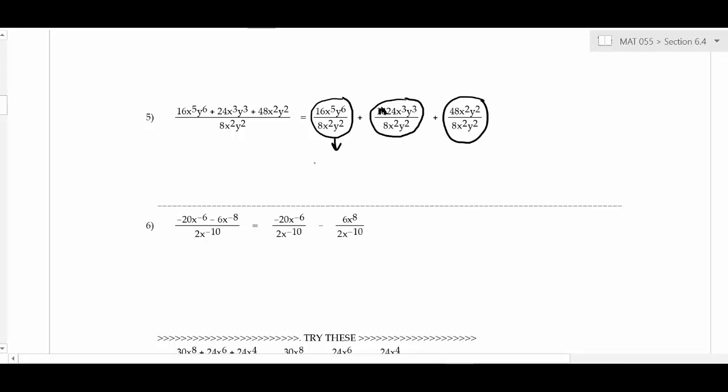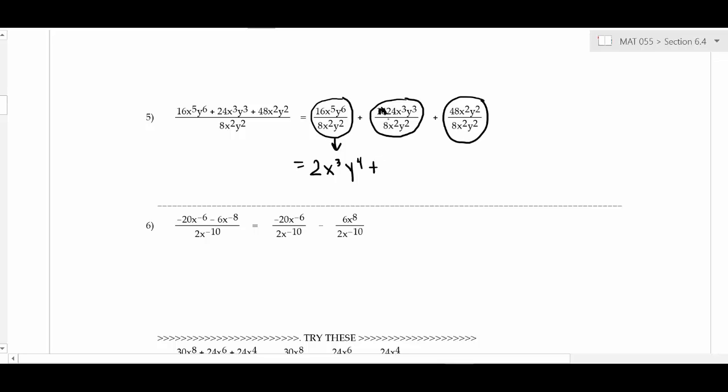Okay, now try to do the first one in your head. What's the first one going to be? X to the 3rd, 140. Right, 2. 16 divided by 8 is 2. There are 3 more x's in the top, so that's x to the 3rd. There are 4 more y's in the top, so that's y to the 4th.